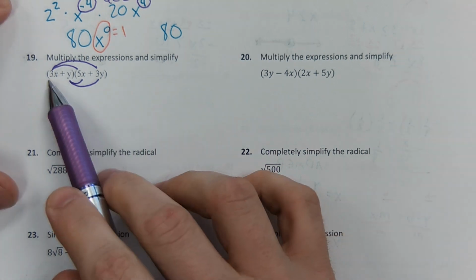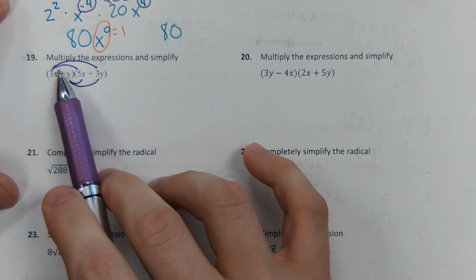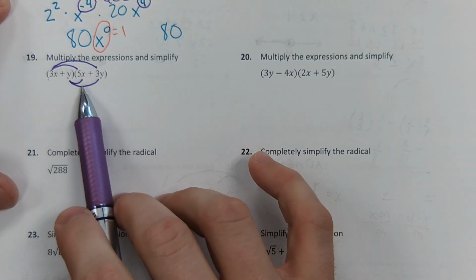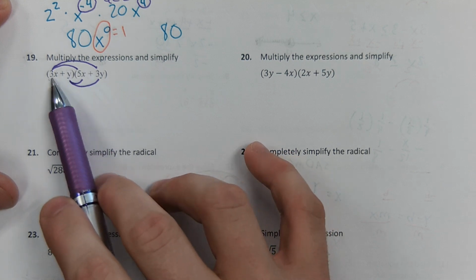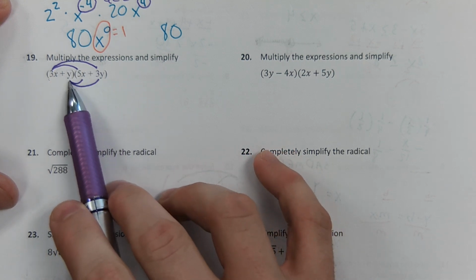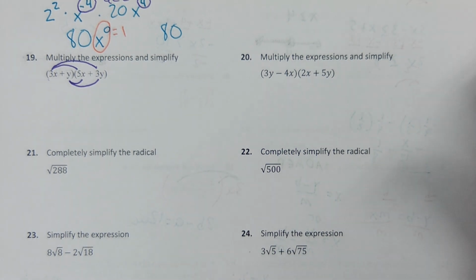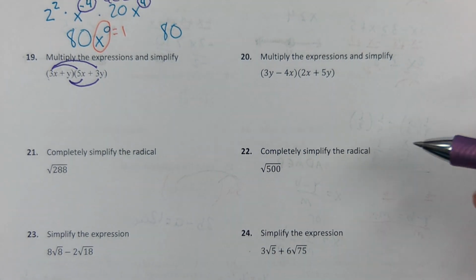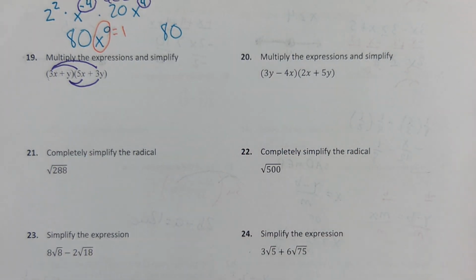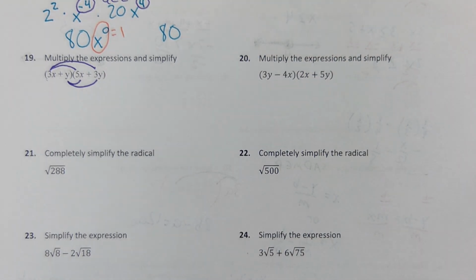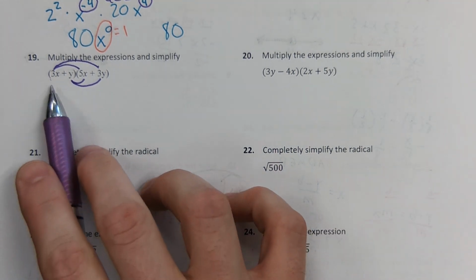FOIL stands for first, outer, inner, last. It's simply just an order of distribution that tries to put like terms in the middle. But anyway, it is just distribution. The 3x gets distributed, the y gets distributed, and we are going to have 4 multiplications. Every little curved line is a multiplication.